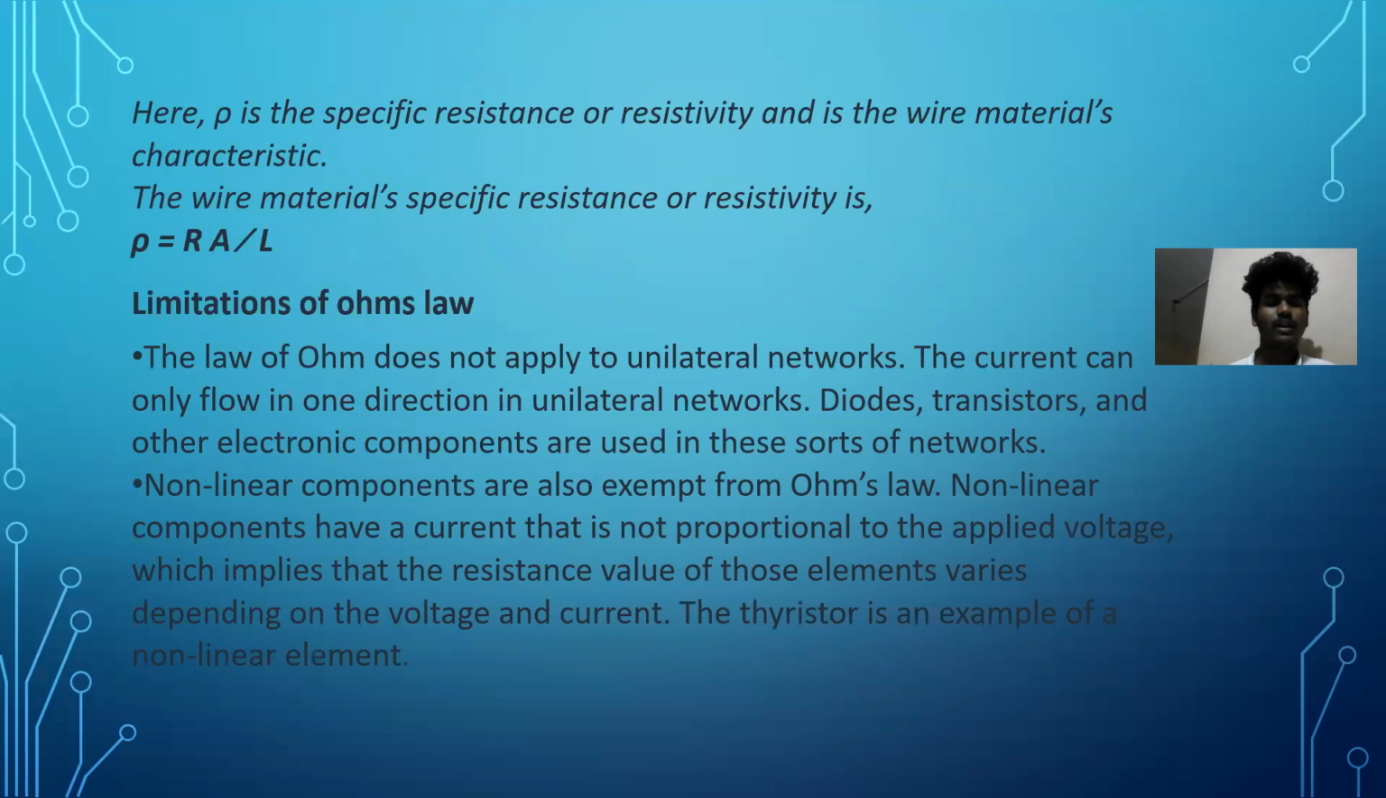Limitations of Ohm's law. The law of Ohm does not apply to unilateral networks. The current can only flow in one direction. In unilateral networks, diodes, transistors, and other electronic components are used. And the next point is non-linear components. In Ohm's law, non-linear components have a current that is not proportional to the applied voltage, which implies that their resistance value varies depending on the voltage and the current. The diode is an example of a non-linear element.